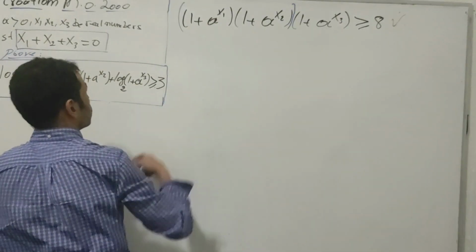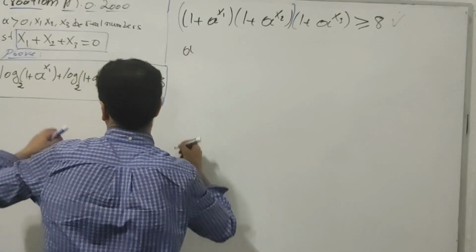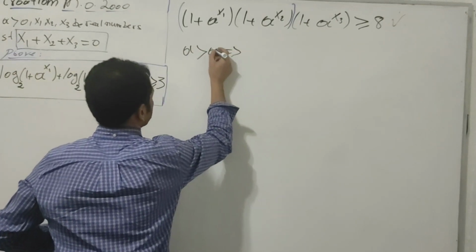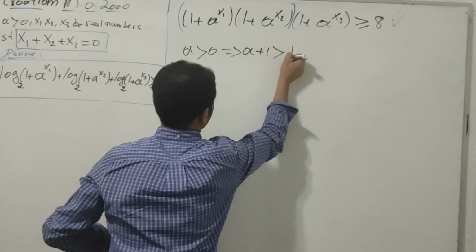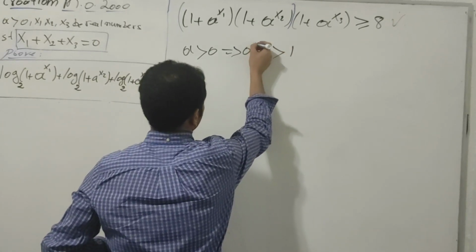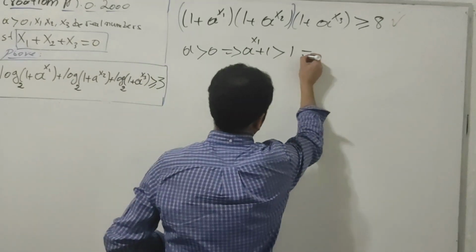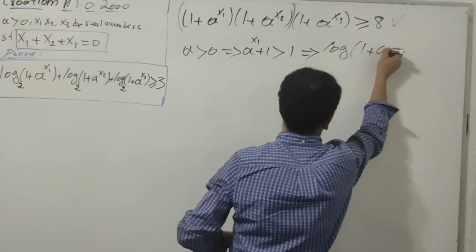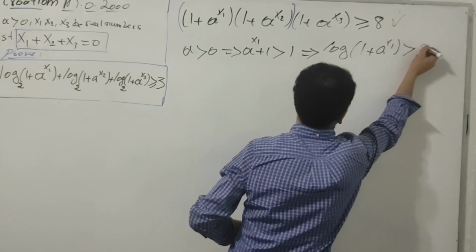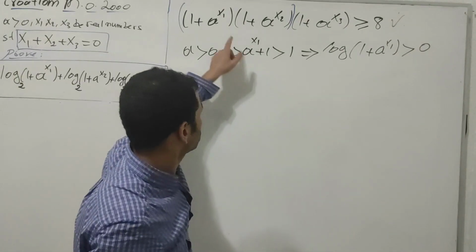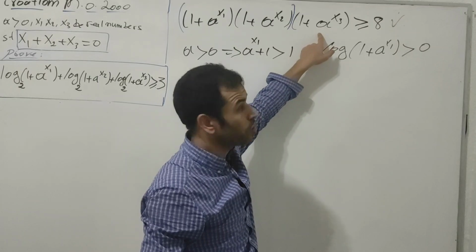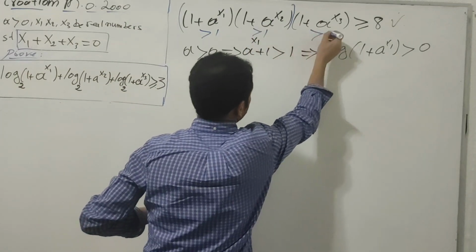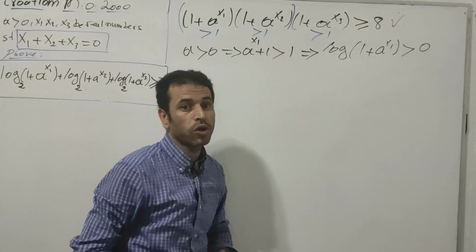Let's take the first term. I have as an initial condition that a is strictly superior to 0. This means a plus 1 is strictly superior to 1, the same thing as a to the x1. By applying the log on both sides, I will get the log of this term, 1 plus a to the x1, is strictly superior to 0, which is fine. That means this term, this term and this term are the same, so all are strictly superior to 1. Now it will be easier for us to apply the log on both sides.